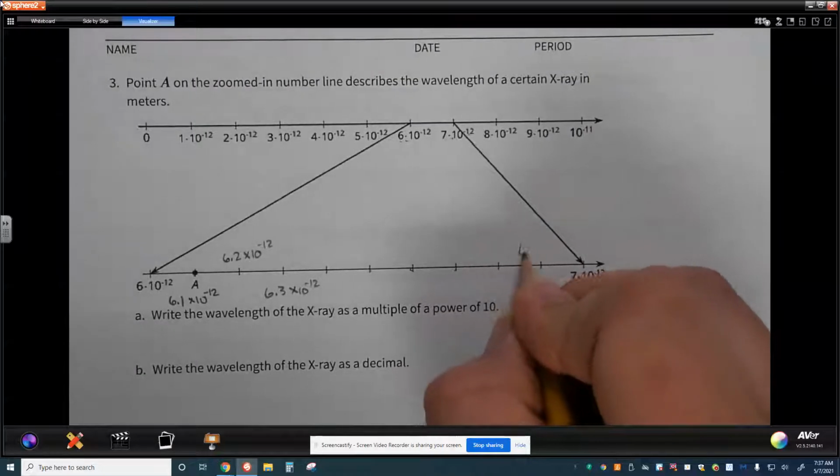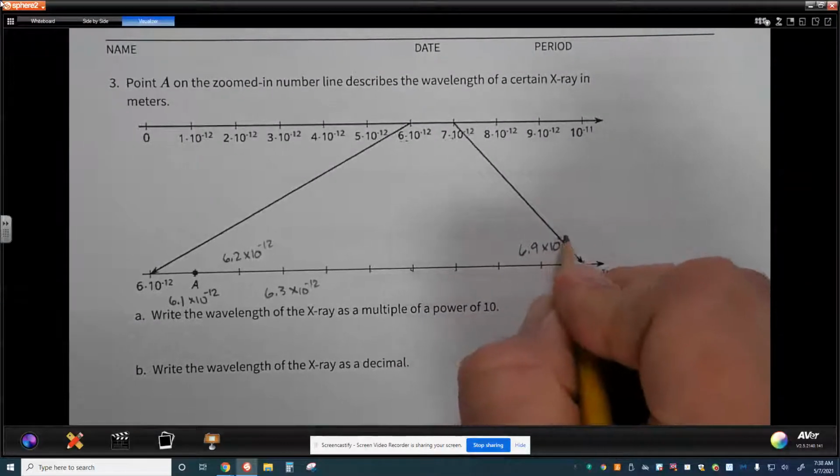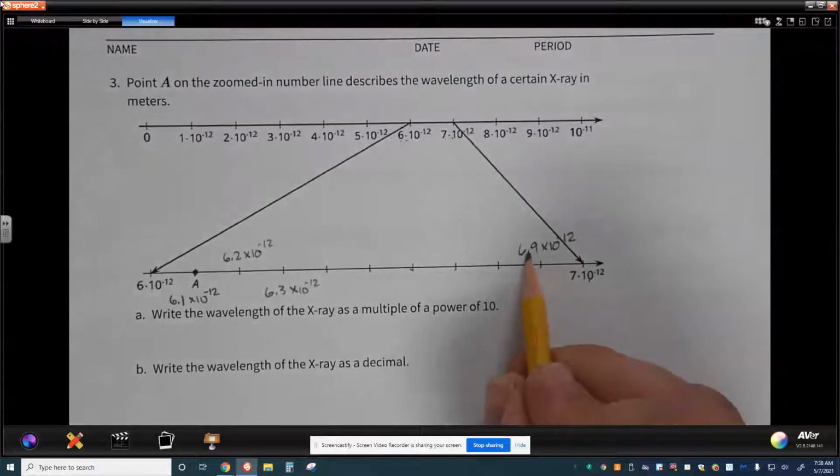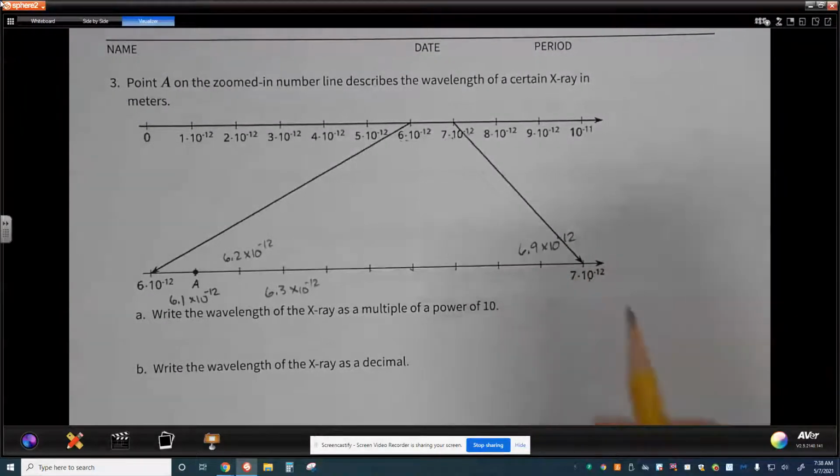So down here, times 10 to the negative 12th power. And then as I go ahead and move on to another 10th more, then I get to 7.